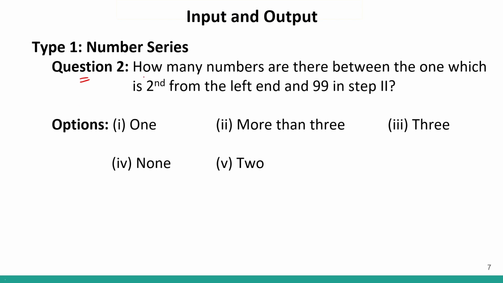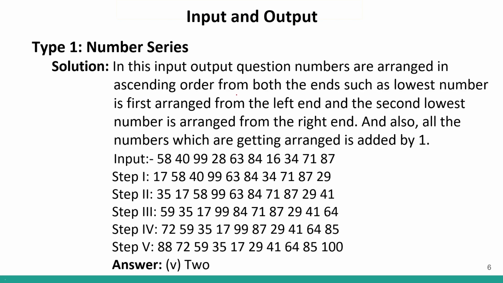Question number 2, we are asked how many numbers are there between the one which is second from the left end and 99 in step 2. So first thing we have to look is second from the left in step 2. So going back to the arrangement, this is step 2. This is your left end, this is your right end. Second from the left will be 17 and we have to find out how many numbers are there between 17 and 99. So between 17 and 99, we have only one number which is 58.